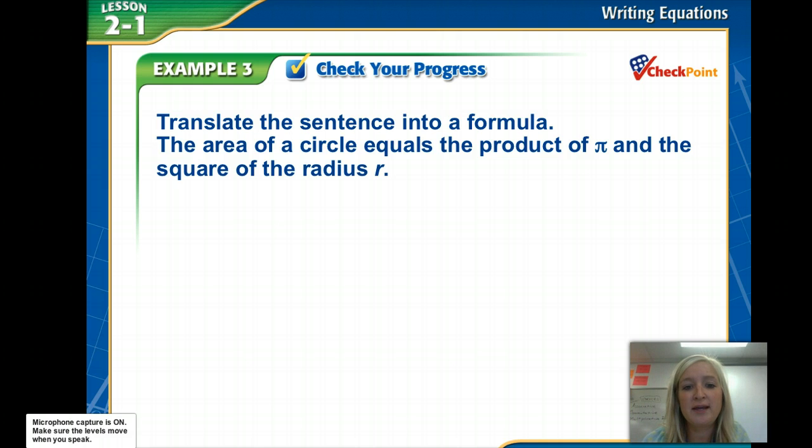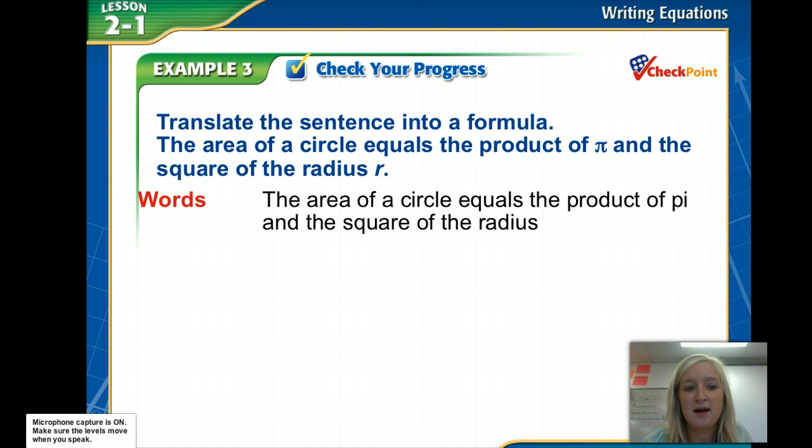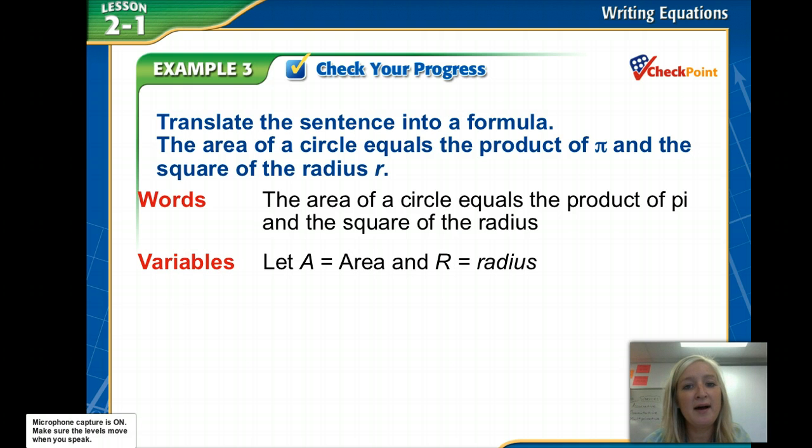The area of a circle equals the product of pi and the square of the radius. Again, pause the video and see if you can come up with the same answer as I did. All right, hopefully you've tried this and you have a correct answer. My words, the area of a circle equals the product of pi and the square of the radius. I chose A to be my area and R to be my radius. Some of you already know the formula for the area of a circle. You should have gotten A equals pi R squared.